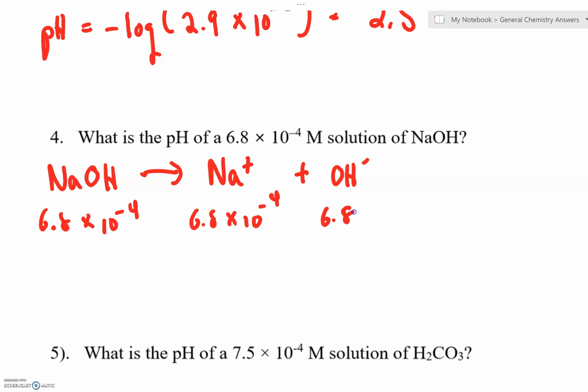is going to dissociate into sodium, 6.8 times 10 to the negative 4th, and hydroxide, 6.8. Trying to write an 8 here, ladies and gentlemen, times 10 to the negative 4th.